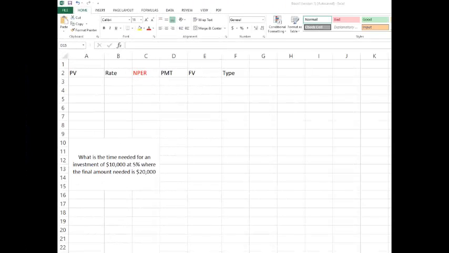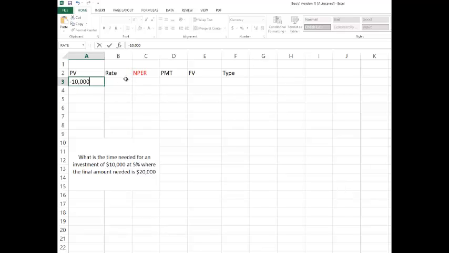Welcome. In this lesson, we are going to go over an NPER or time formula. So the question is, what is the time needed for an investment of $10,000 at 5% where the final amount is $20,000? So the first thing we're going to do is put in a calculation, the deposit, which is $10,000.